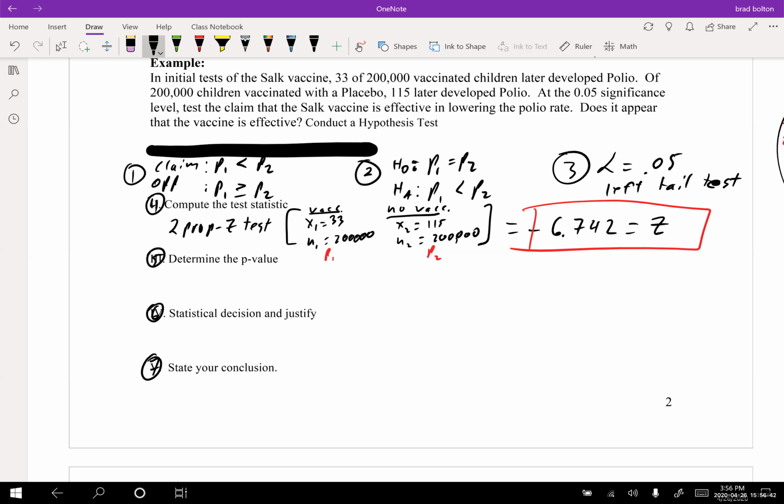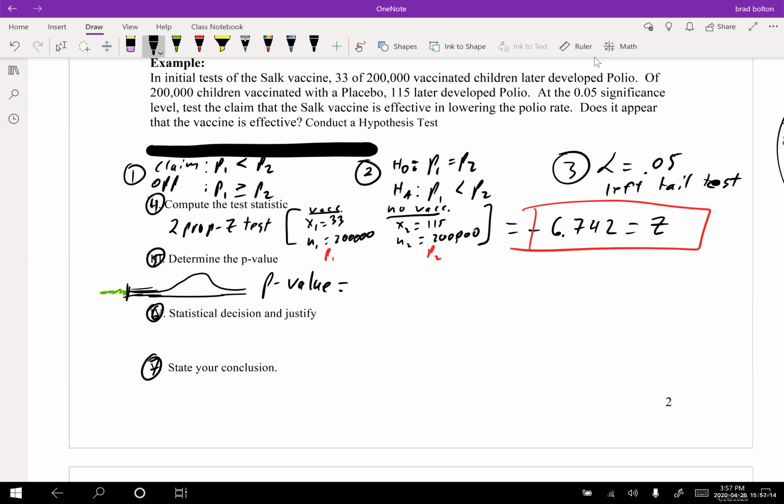Now, if you understand why it's negative, it's because we're doing a left-tail test, so it's way on the left-hand side. So we would have a curve like this, and then it would be somewhere way over here, and then we would shade this way. But again, we already know that the p-value is going to be super small. Why do we know that? Because our z-score is so far left. A negative 6.74 z-score is extremely negative. That is a big negative z-score.